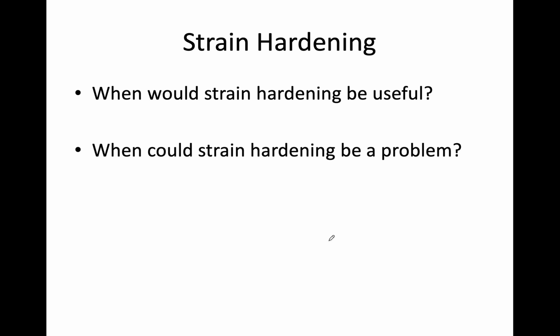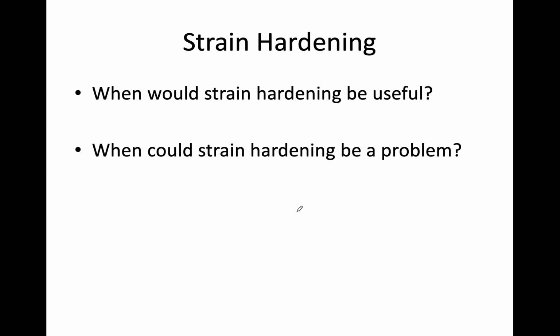Extremely useful. One reason it could be a serious problem is, let's say we're trying to manufacture something. We're trying to do a process where we cold forge something, we strain it, we die, stamp it, whatever we do, we're straining that material. We've made it inherently harder to deform for our next process.